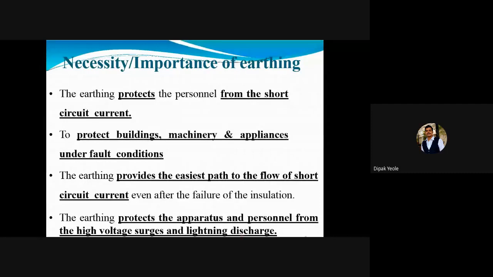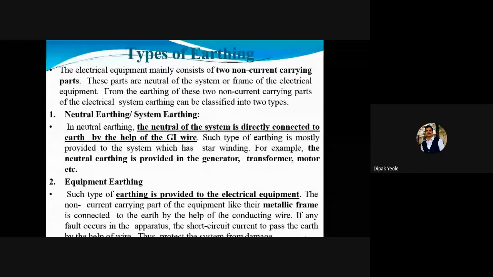The 4 points are different sentences, but the objective is the same. We have to protect. What do we have to protect? Either personnel or our electrical machinery. So I hope you can easily write in your exam about the importance or the necessity of earthing. We will go ahead. We will not waste our time. Now the next point is related to the types of earthing. We have seen the difference, the concept of earthing, what is earthing system, and the importance and necessity of earthing.